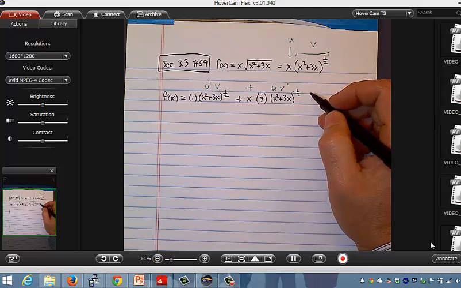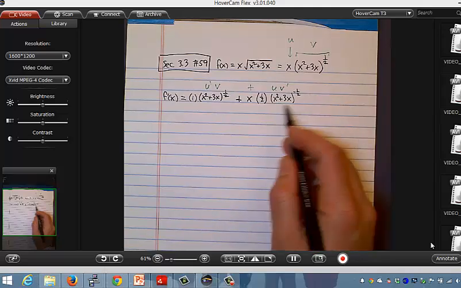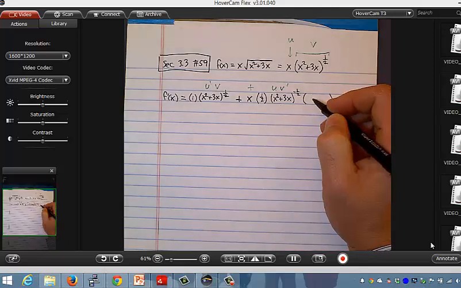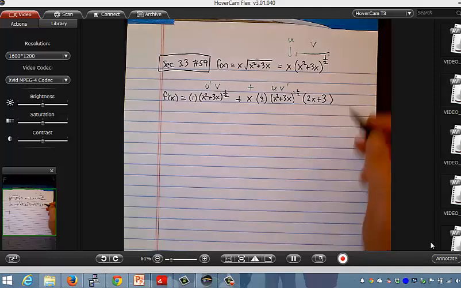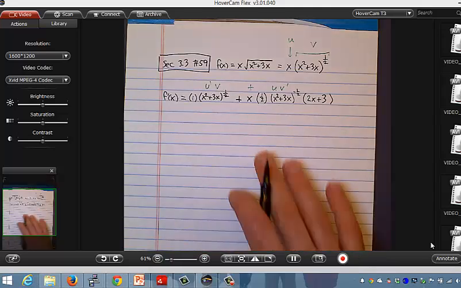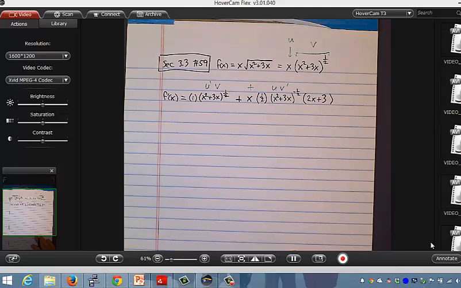The derivative of the inside, right? What would be the derivative of the inside? It would be 2x plus 3. That's the chain rule going on. Now, Ben, you asked the question. You with me so far? Yeah. Okay.